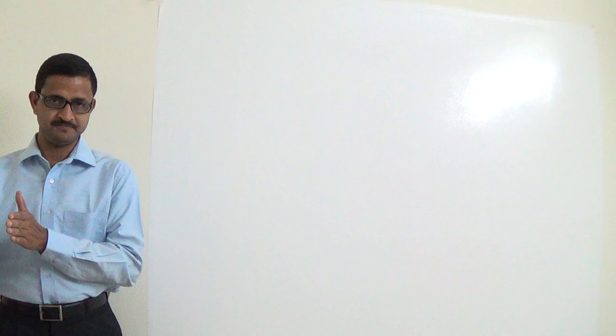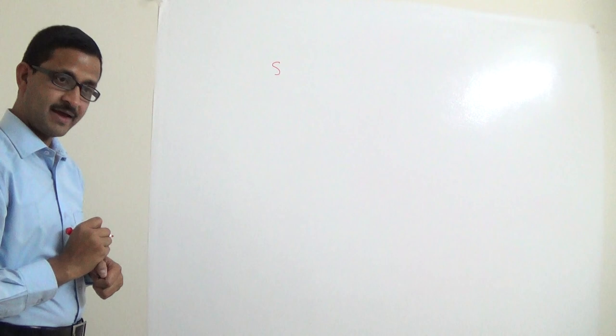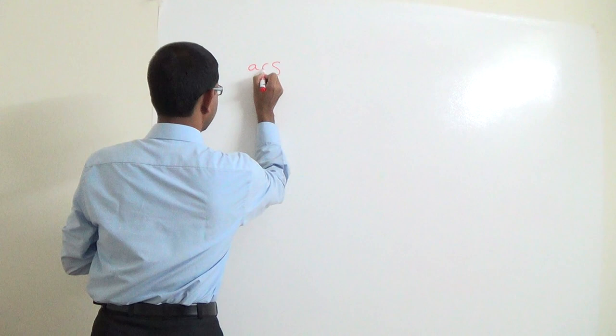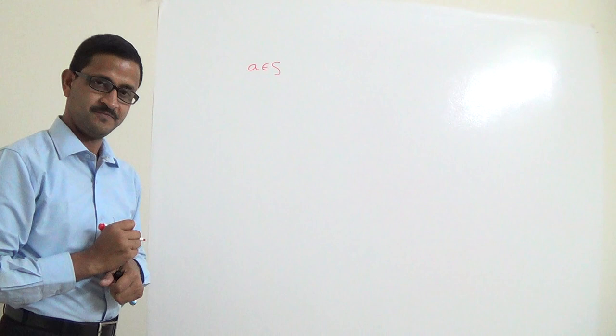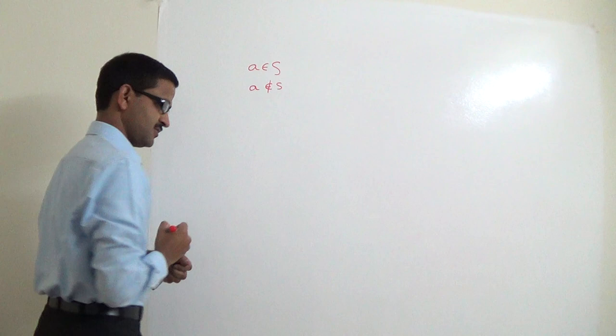Generally, we express a set by means of a capital letter, suppose S, and if an element A is present in this set S, then we write A belongs to S. In case the element A doesn't belong to the set S, then we write that A doesn't belong to S.